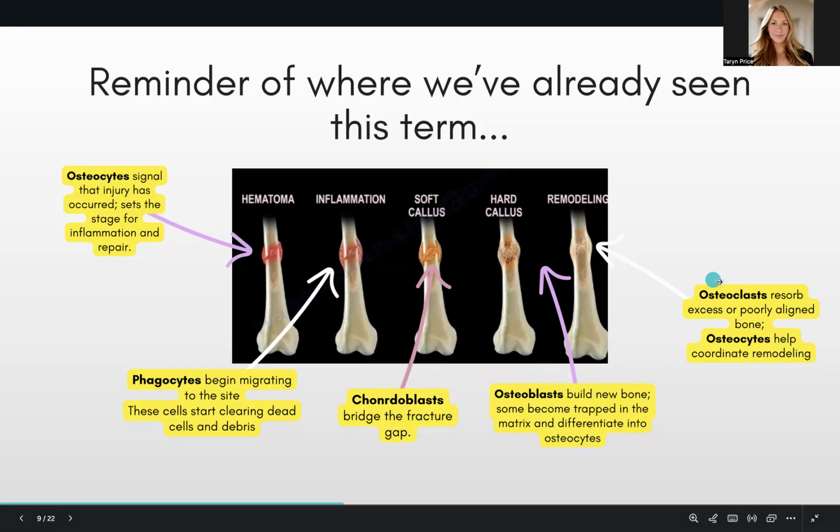And they'll eventually become osteocytes that help coordinate remodeling and try to keep things back to normal. Osteoclasts are also at this stage remodeling to reabsorb excess or poorly aligned bone. The body will generally try to get things back to normal.